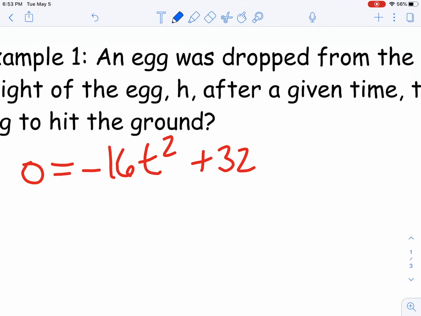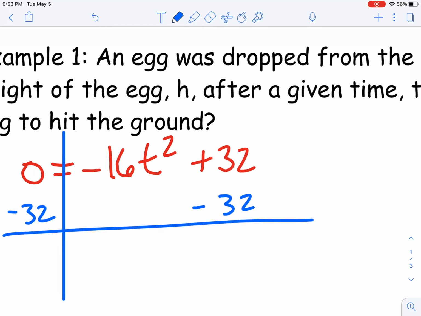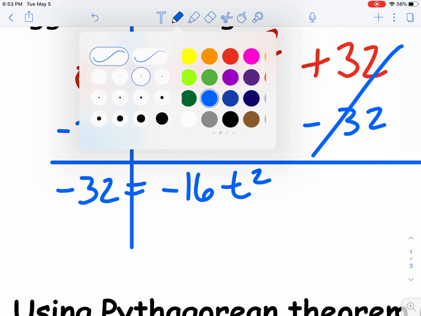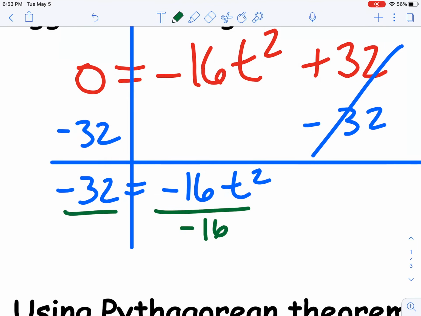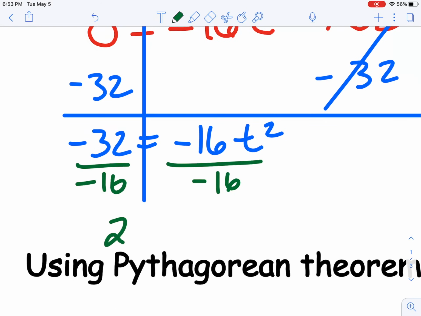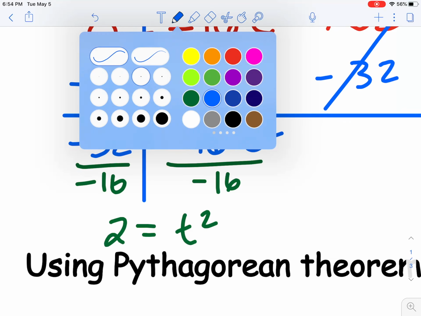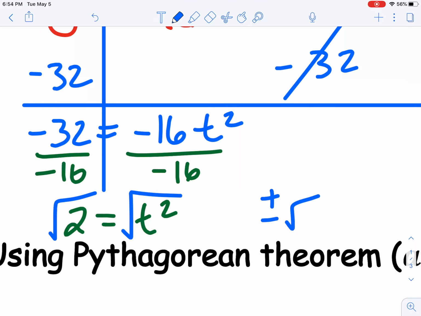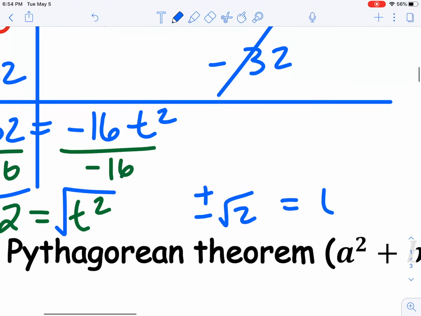Okay, so first thing, let's subtract 32, get it out of the way here. Again, draw your line if it helps you to organize your thoughts. Okay, negative 32 equals negative 16t squared, because this now cancels. And now I can divide by negative 16. That gives me a positive 2 because a negative divided by a negative is a positive, equals t squared. Okay, and then when I take the square roots of both sides, I get positive or negative radical 2 because it's not perfect, equals t.